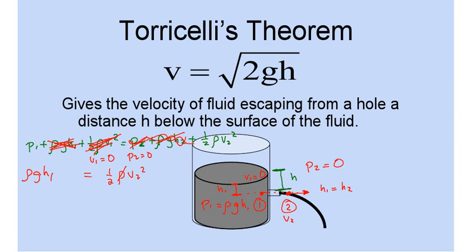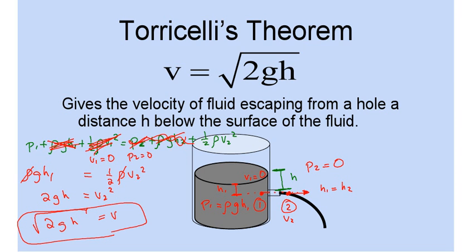I've got a rho on each side. Those are going to cancel out. I multiply both sides by 2. That gives me V2 squared. And then I take the square root of both sides. Square root of 2gh equals the velocity. That's Torricelli's theorem. It's called a theorem because you can prove it, and we just did that.